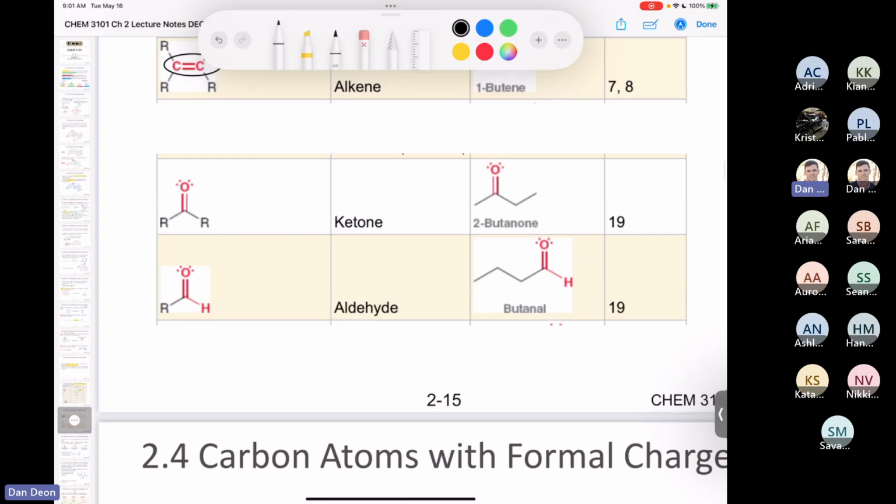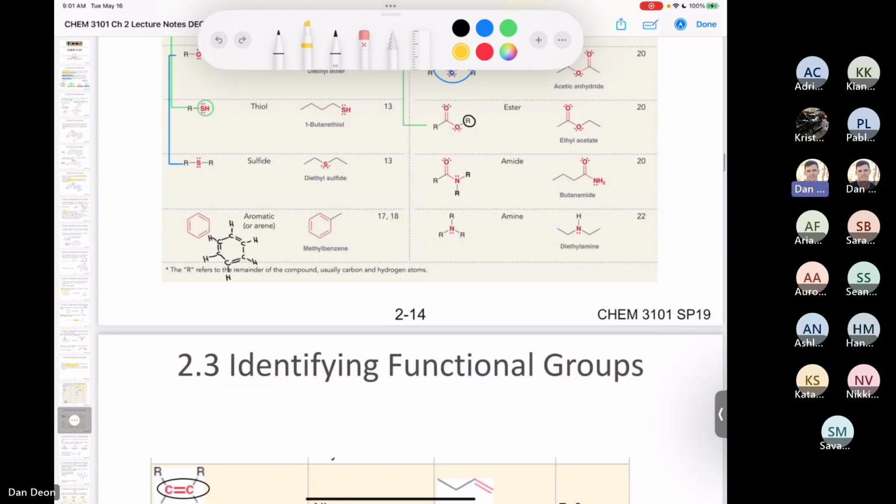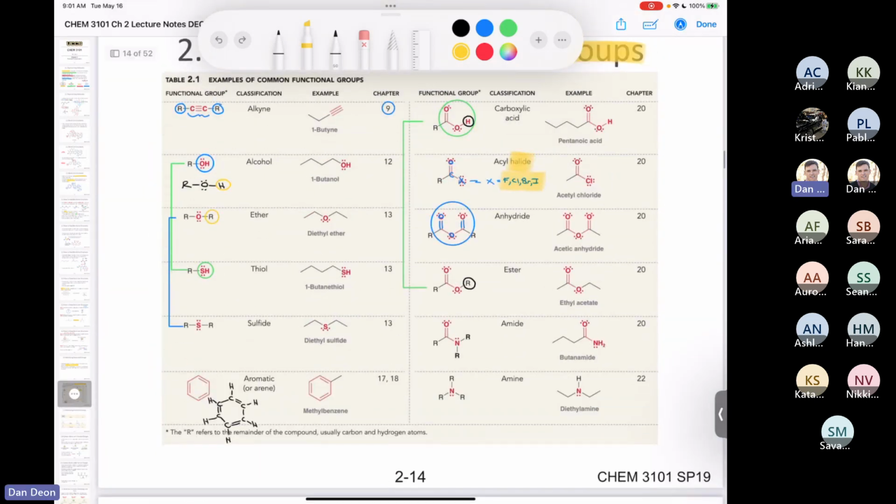So the next one is when you have a carbon with a double bond to oxygen. You've noticed that there's a bunch of functional groups that have a carbon with a double bond to oxygen. If you don't believe me, check this out. A ketone has a carbon with a double bond to oxygen. An aldehyde has one. If you look over here, we see that a carboxylic acid has one, an acid halide has one, an anhydride has two, an ester has one, an amide has one. So you have all these functional groups that have a carbon with a double bond to oxygen, a whole bunch of them. So there's a name for that group.